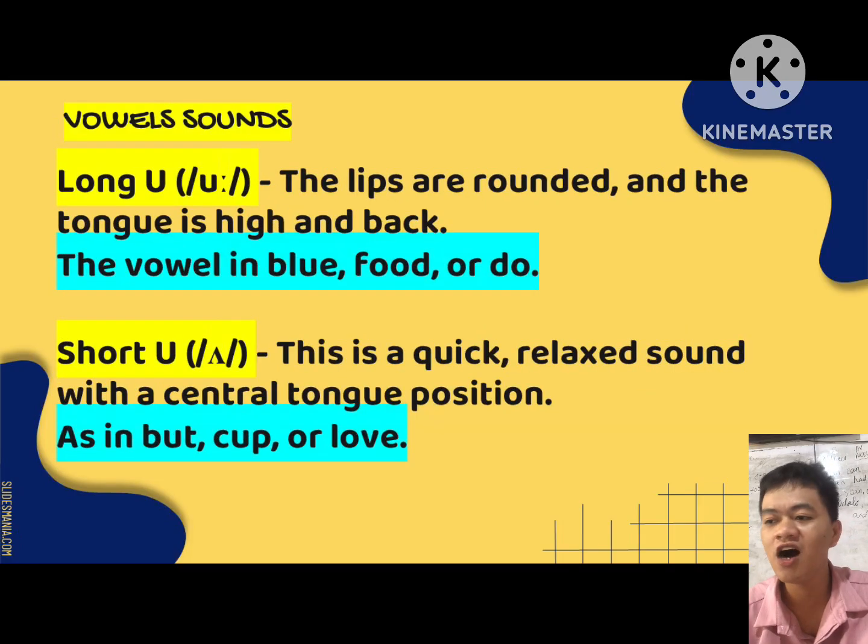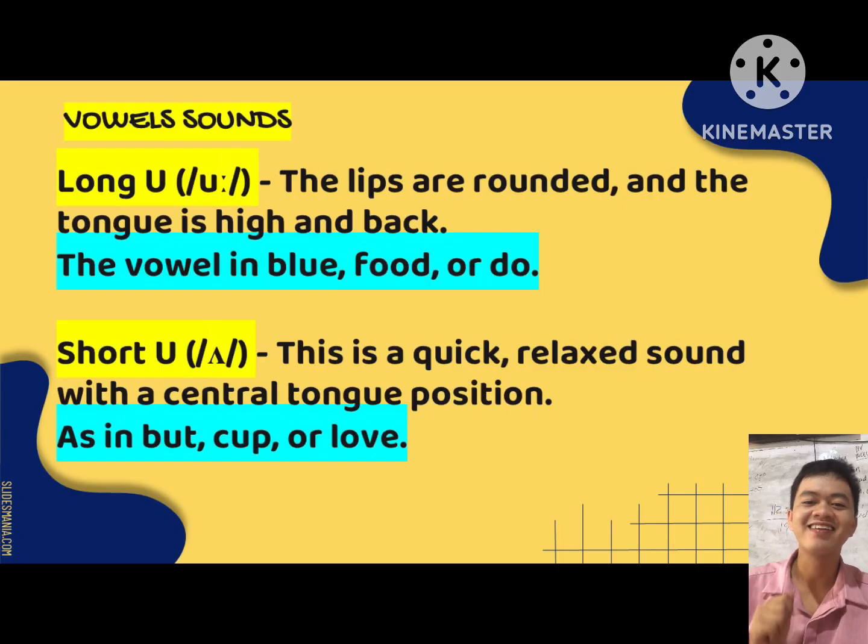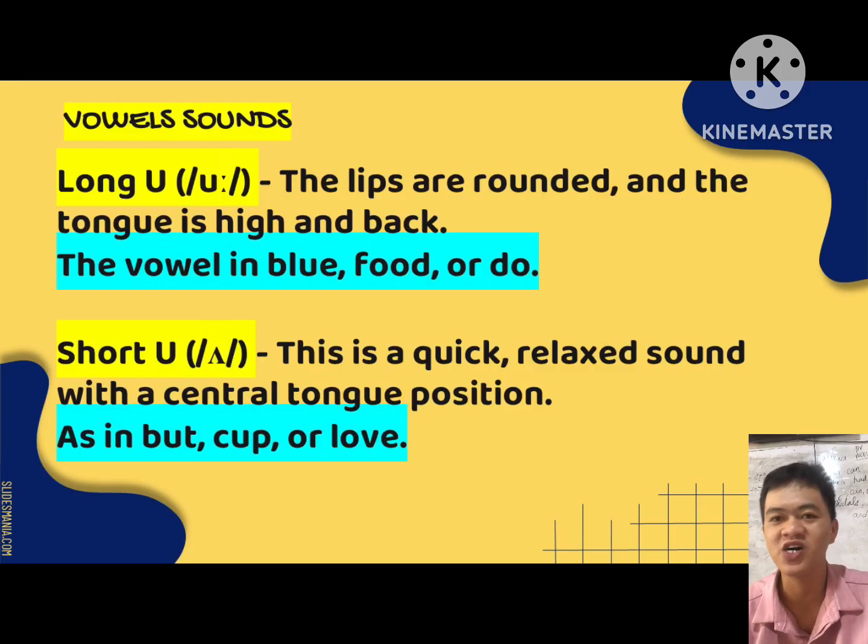Next we have the long U. The lips are rounded and the tongue is high and back also, like the vowel in blue, food, or do. Next we have the short U. This is a quick, relaxed sound with a central tongue position, like in the words but, cup, and love.